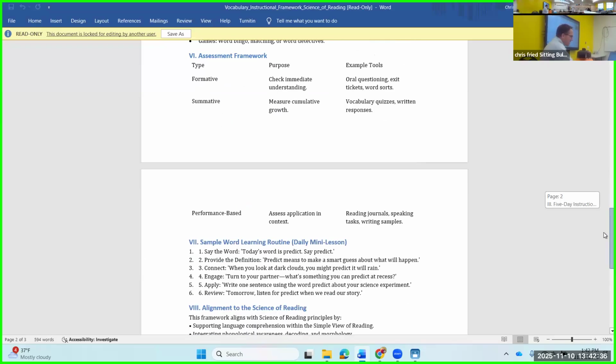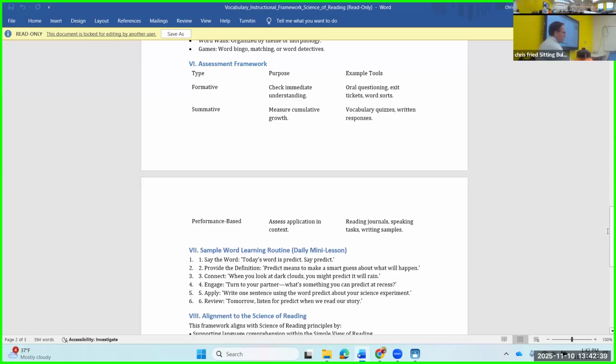And then, not lastly, but some assessment components, right? I've talked about formative a little bit already, but looking at that immediate understanding piece of that. So again, exit tickets or just oral questioning, right? Asking simple questions. Summative then is looking at that cumulative growth. So you might do a vocab quiz, you might do written responses to different terms that you're working on. Then you could also do a performance-based assessment, right? So what is the context that they're doing those things in? So journals, speaking tasks, work writing samples.